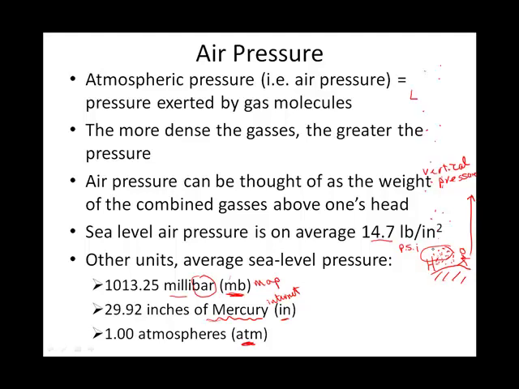Now, in terms of the 14.7 psi we are feeling right now, in general, and we're going to see that it varies from day to day and from location to location, sea level pressure is 14.7 pounds per square inch. That's equivalent to 1013.25 millibars. It's equivalent to 29.92 inches of mercury, and it's equivalent to 1.00 atmospheres.